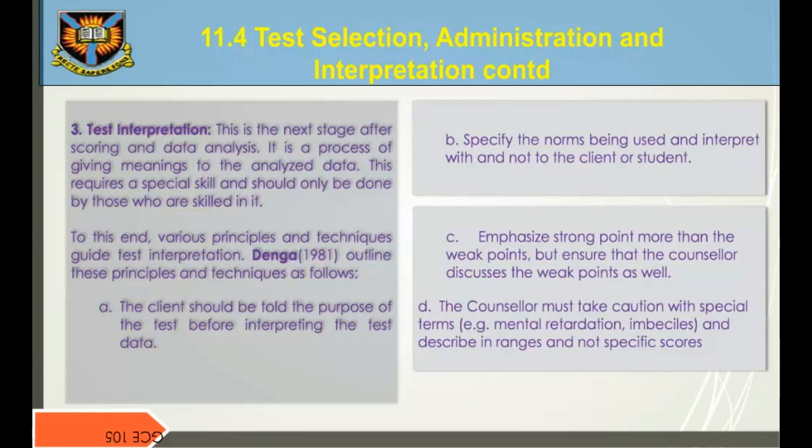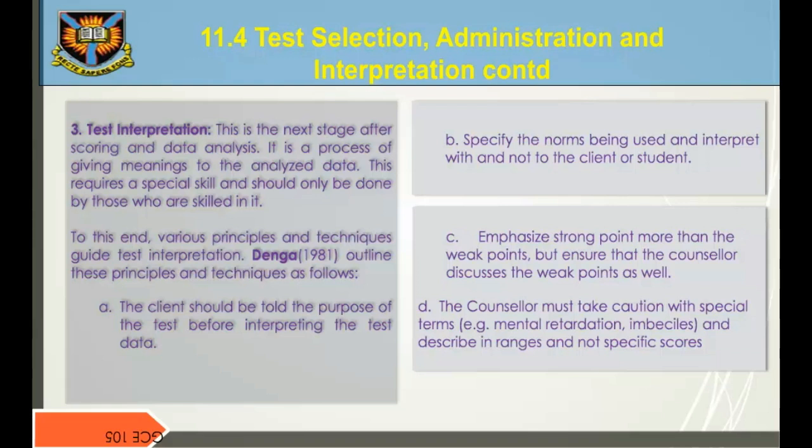3. Test interpretation. This is the next stage after scoring and data analysis. It is a process of giving meanings to the analyzed data. This requires a special skill and should only be done by those who are skilled in it. To this end, various principles and techniques guide test interpretation. Denga 1981 outlined these principles and techniques as follows.